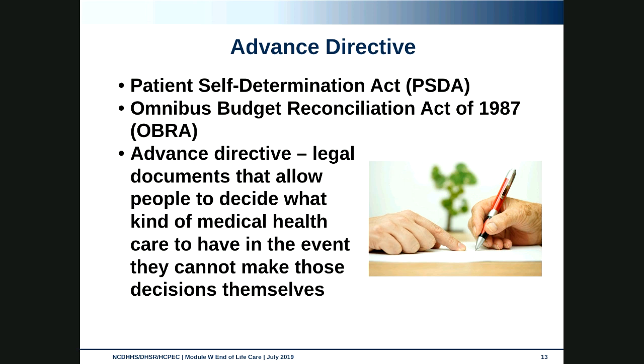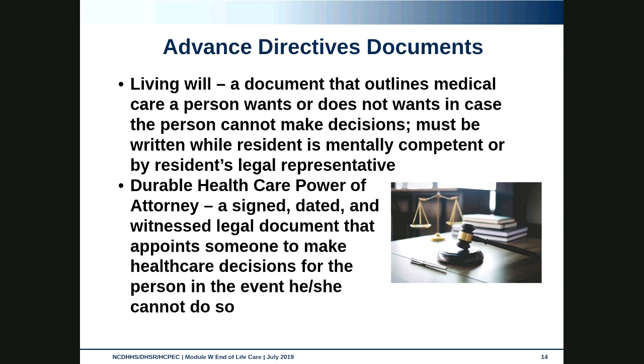Durable power of attorney, a living will, is the document that outlines the medical care a person wants or doesn't want in case the person cannot make that decision. And of course, it must be written while you're completely mentally competent. Or it can be written by the resident's legal representative. So you have to be competent to make these choices, and you can change these choices based on the day if you wish. You may have been admitted and said you wanted to be a full code. Now you've been there a while and you decided you don't want that.